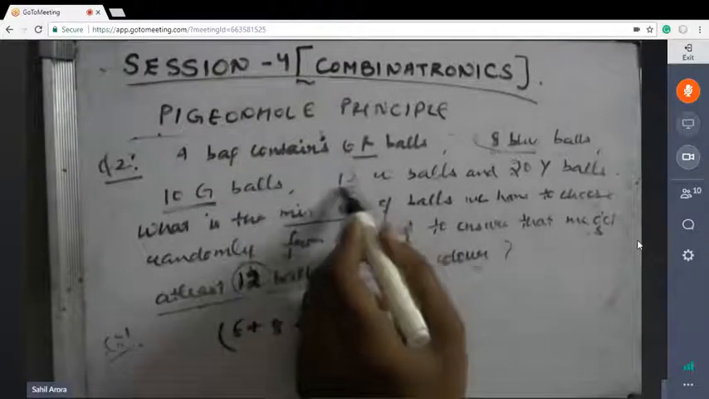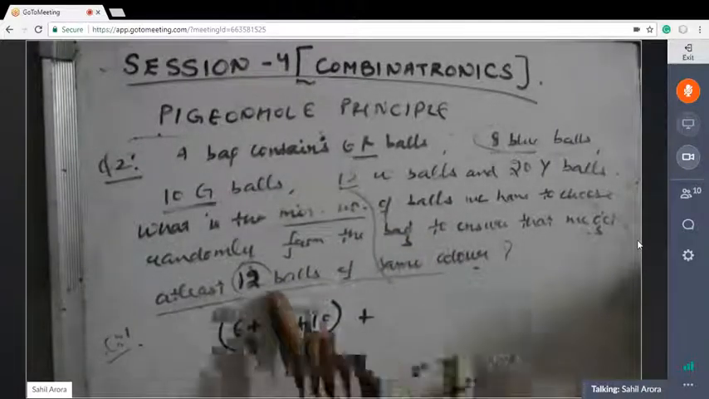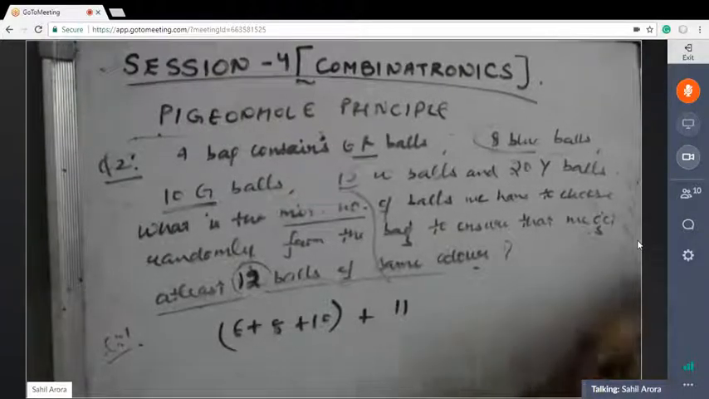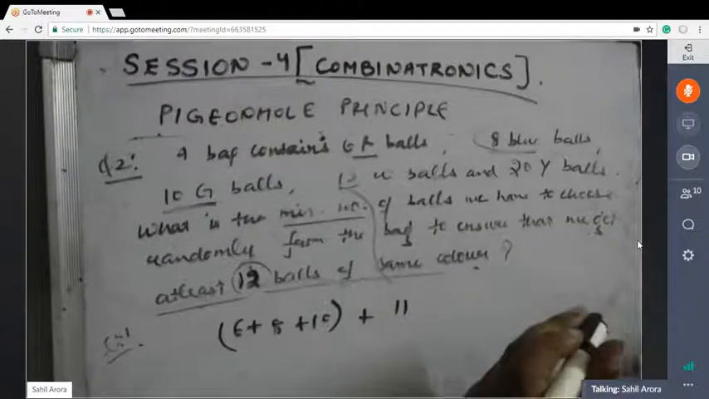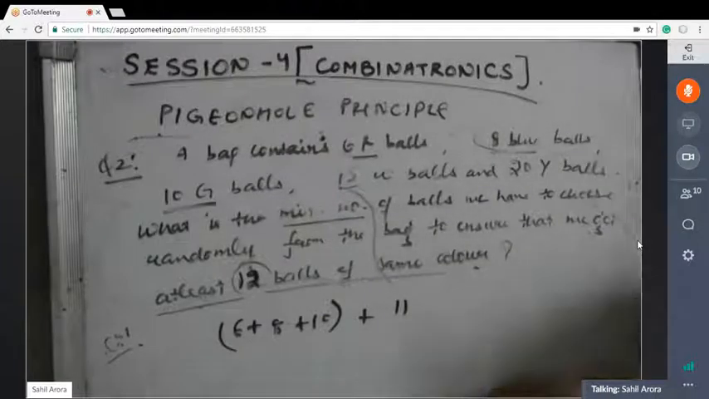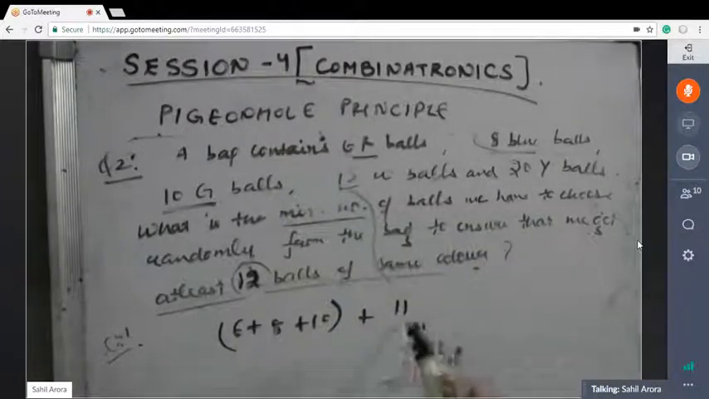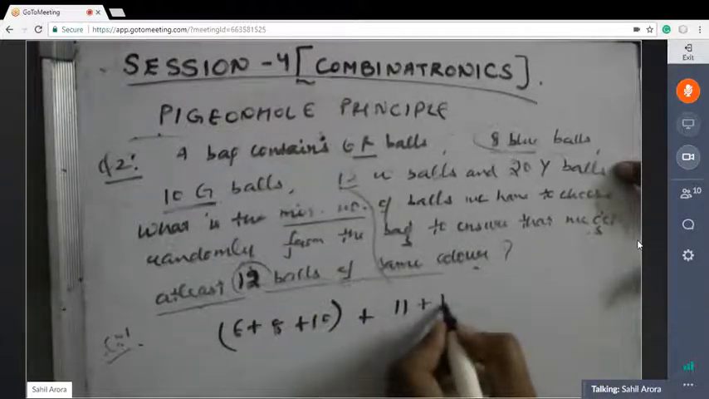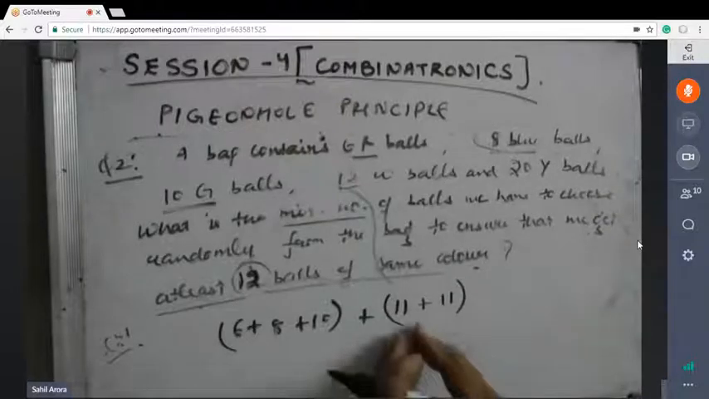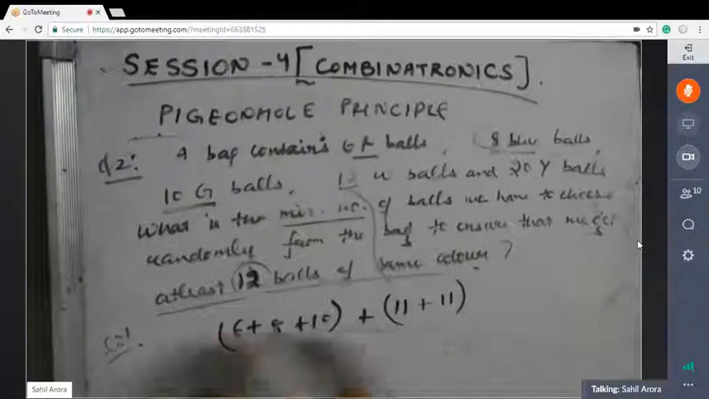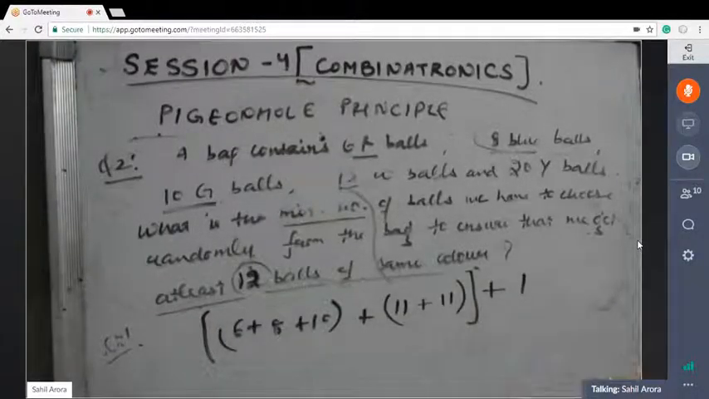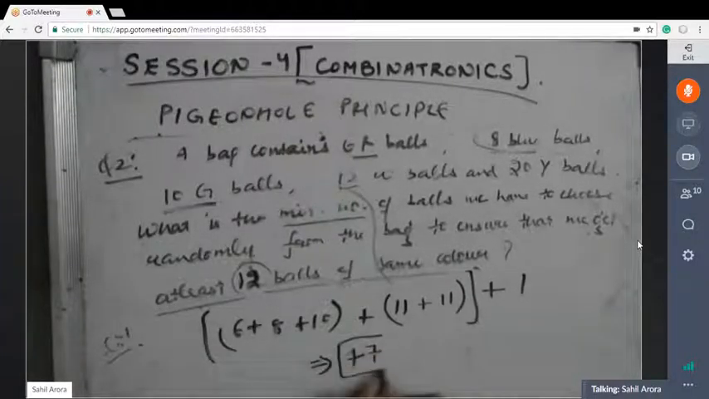Now we have 15 white balls and I want at least 12. So let's say I'm picking up 11. 11 will not satisfy my requirement, but at a later point I will add 1 to it to satisfy the requirement. So I'm taking 11, which is 1 less than 12. Again, from these 20 yellow balls, I'm picking 11. This 11 will not satisfy my requirement, because I need at least 12. So to this whole, I will add plus 1. By solving this, we get the answer as 47. So 47 is the right answer.